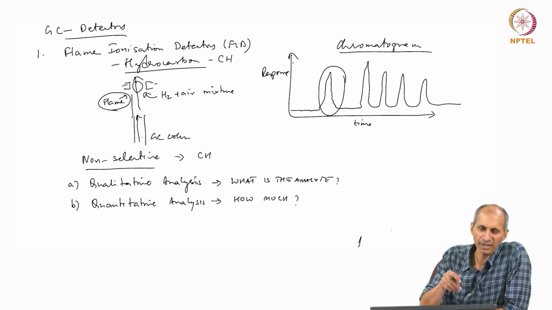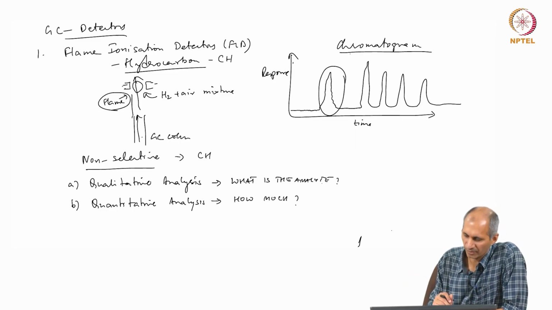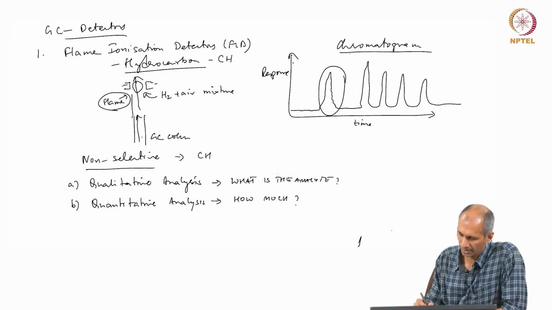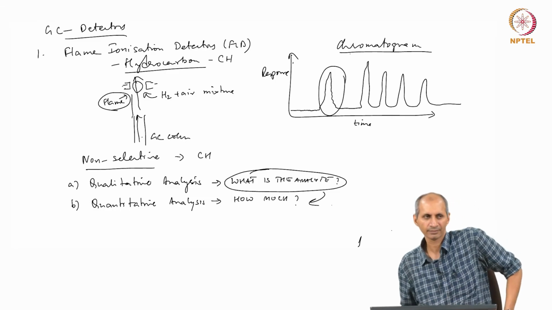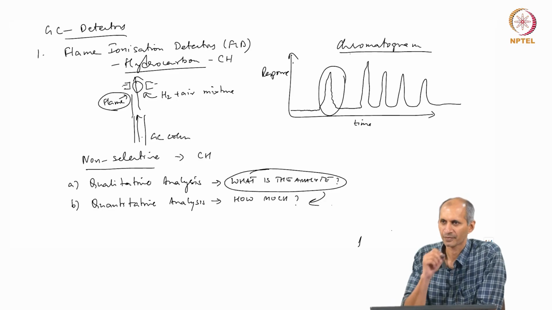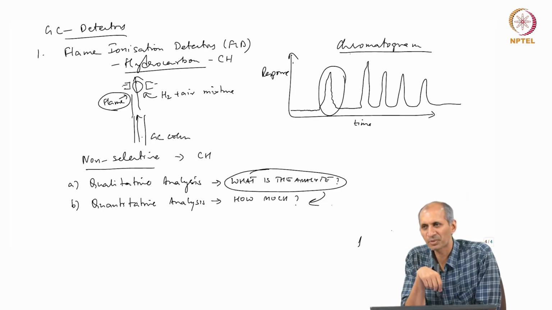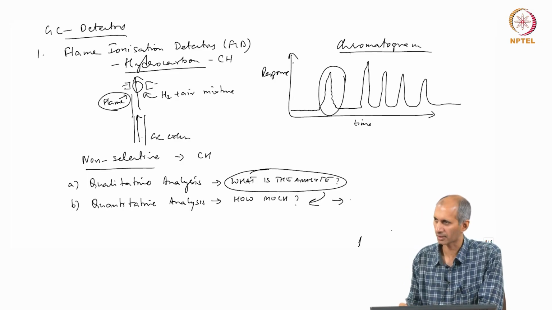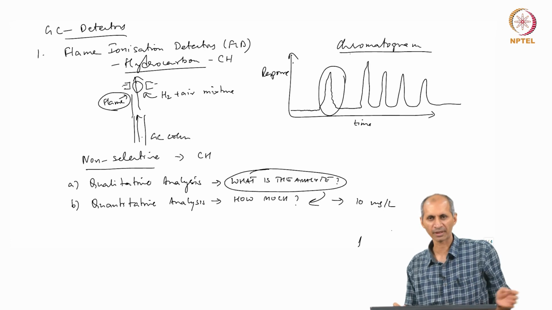If I have an unknown sample, I inject it, I need to know what is what. And why do we need to know what is what? We need to know the answer to this question in order to answer the other question. Why is that? What do we need to know before we do quantification? Quantification means the answer is some number, some concentration. I have 10 milligrams per liter or something. This is a number that I am going to report to somebody as some concentration.